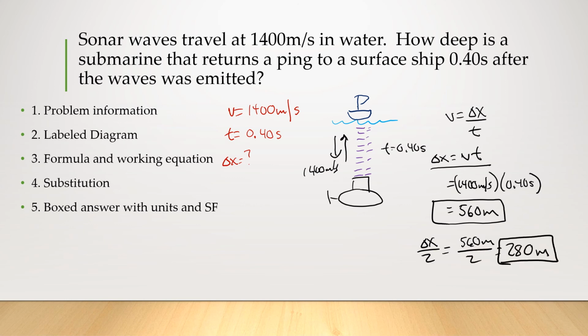Our quick double check is right number of sig figs. 0.40 has 2 sig figs, 1400 has 2 sig figs, 280 has 2 sig figs. We have our units, we're good to go. So that's kind of the basic way we're going to solve problems in here. Not super complicated to start with, but they definitely get more and more advanced as we go along.